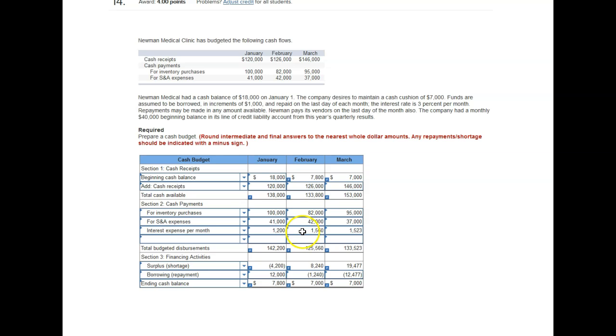So the interest payment in cash for February is the beginning debt we have at the beginning of February, $52,000 times 3%. And again, $52,000 comes from this 40, our debt at the beginning, plus what we had to borrow. 52 times 3%, 1,560. Add the payments up. We expect $125,560 to go out the door.